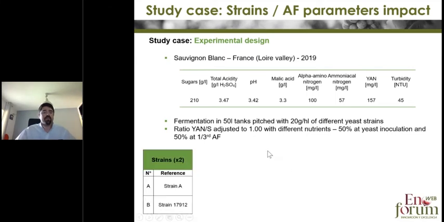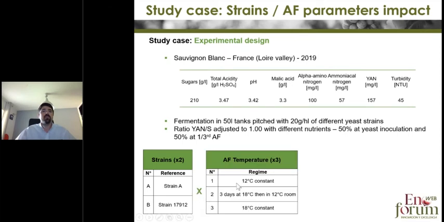But what were the conditions? We took two strains, strain A from a previous experiment and strain 17912, which is the one that was the best rated from the previous experiments. So we selected these two strains. Then we applied 3 different fermentation temperatures: either 12 degrees C constant, or 3 days at 18 degrees C at the beginning and then in the 12 degrees C room chamber, or 18 degrees C constant, to see the difference between these temperature regimes.